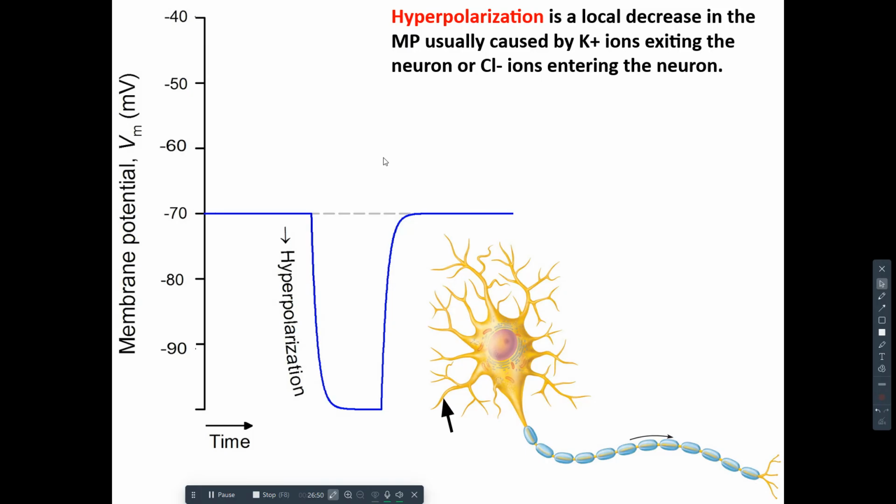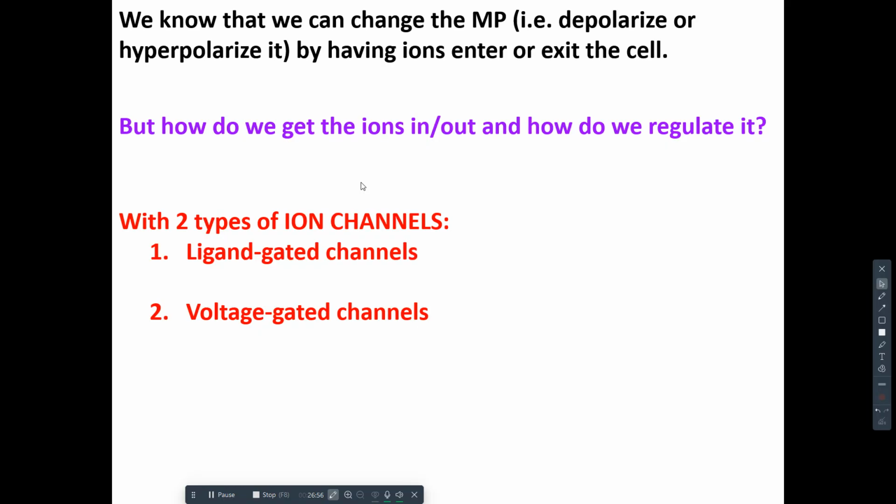So those are the basic fundamental ways that I can adjust my membrane potential. I can either depolarize it or I can hyperpolarize it. And we talked about it changing because ions were either going in or out of the cell. Ions like sodium, potassium, and chloride. Now we got to figure out how do we get ions to go in and out, and how do we regulate that? And we do it with two varieties of ion channels. There are ion channels called ligand-gated ion channels and voltage-gated ion channels.